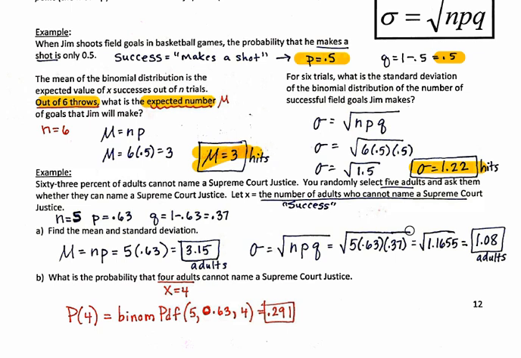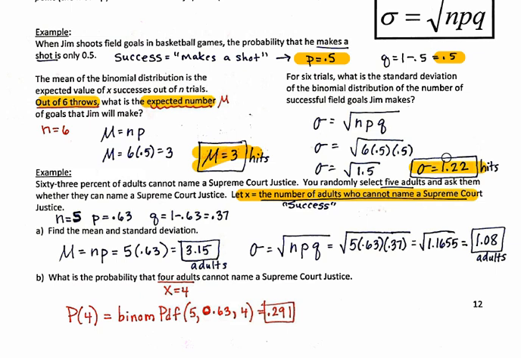All right, 63% of adults cannot name a U.S. Supreme Court justice. You randomly select 5 adults and ask them whether or not they can name a Supreme Court justice. Now, let X equal the number of adults who cannot name a Supreme Court justice. So this is already defined what X is. That is our success, even though that doesn't seem like a very successful thing to have happen. It is not the connotation of it. Success is literally just what we're looking for.